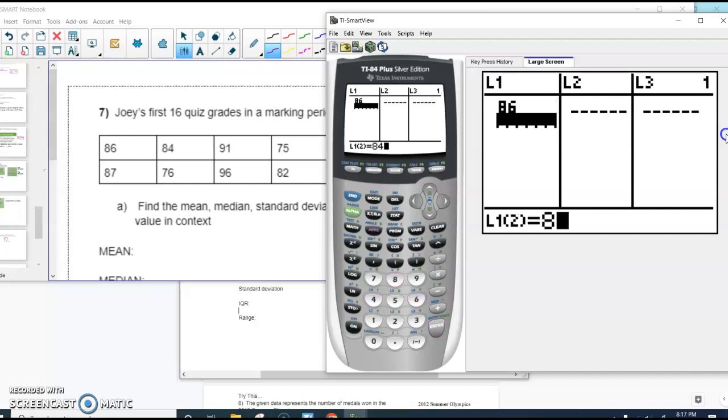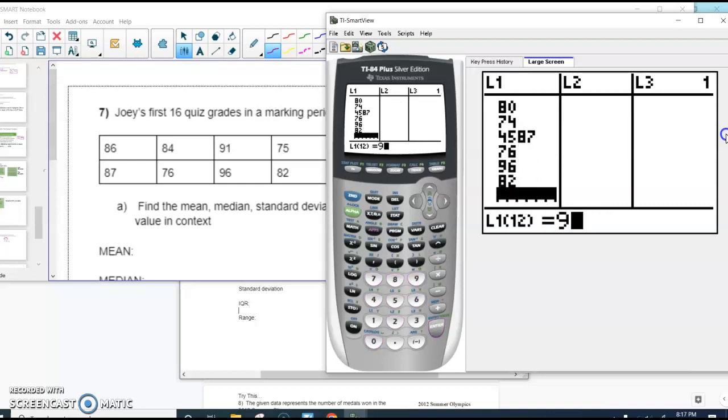I got 86, 84, 91, 75, 78, 80, 74, 45, 87, 76, 96, 82, 90, 98. I have to go up here. I see it right there. I know you guys are yelling, Mr. Graham, you made a mistake. So I'm going to do 47, 45, 87, 76, 96, 82, 90, 98, 83, and 47. So I have these pieces of data.